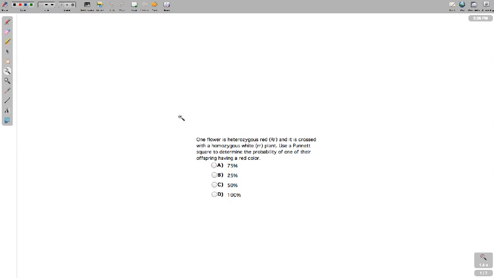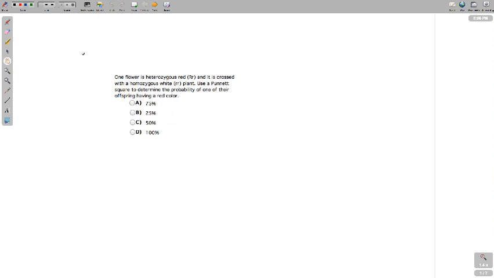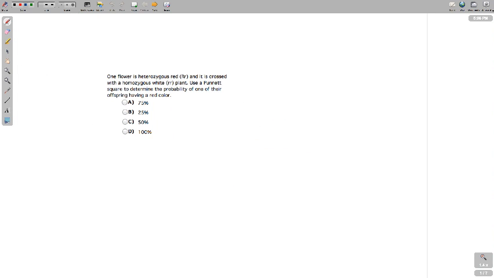So let me zoom in here so we can read this question I found online. It says, one flower is heterozygous red, big R, little r, and it is crossed with a homozygous white, little r plant. Use a Punnett square to determine the probability of one of their offspring having a red color. So what are the chances of these parents having red color? And the answer is, pause!